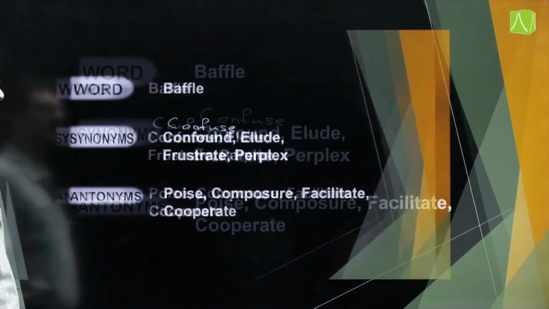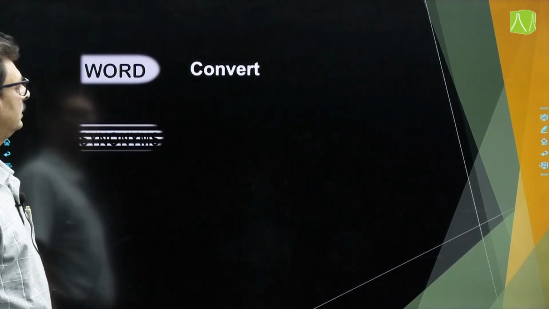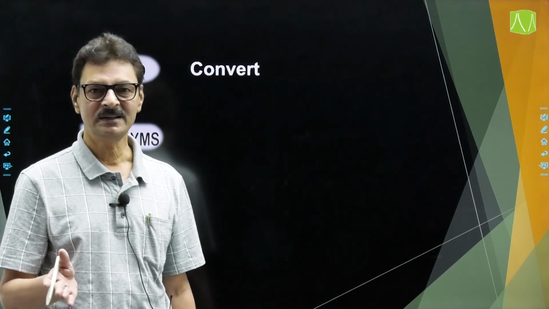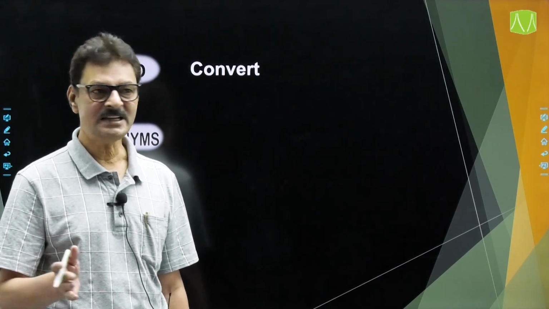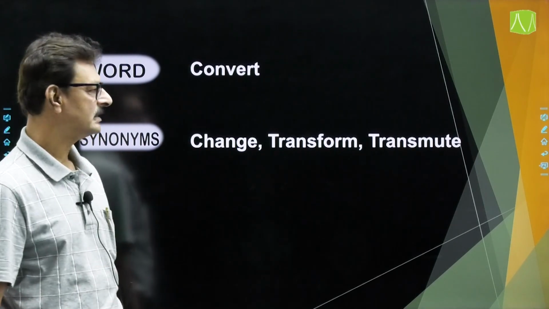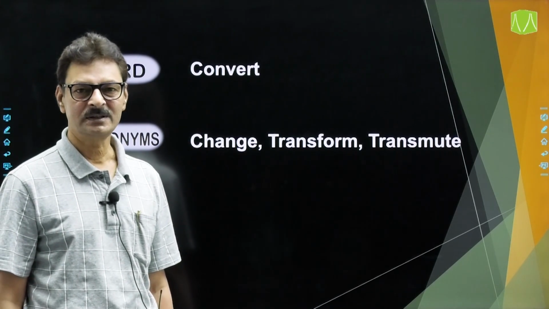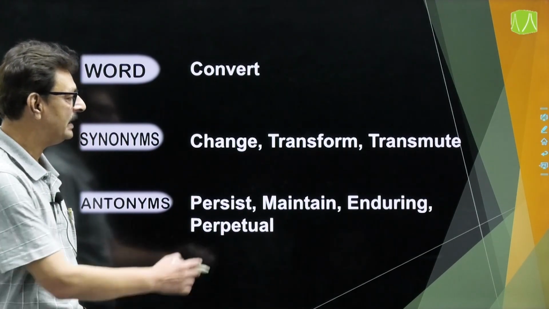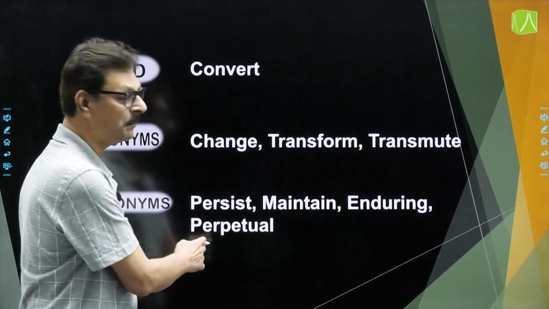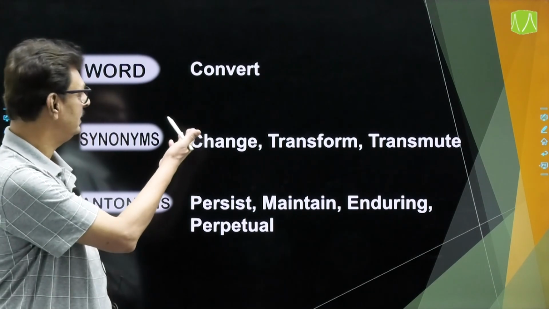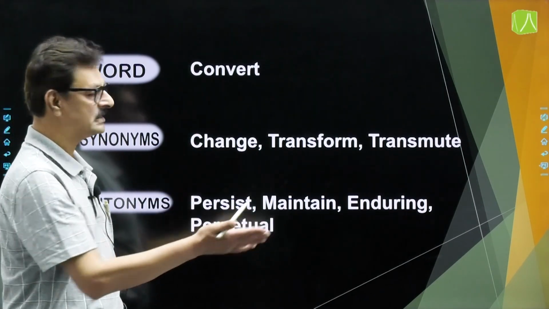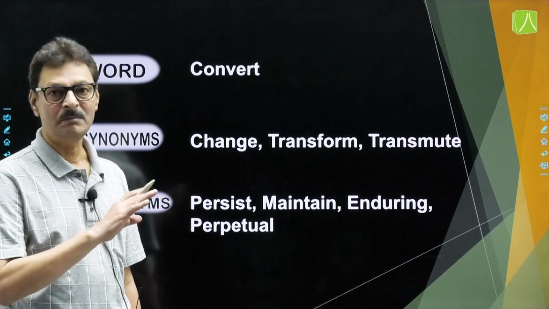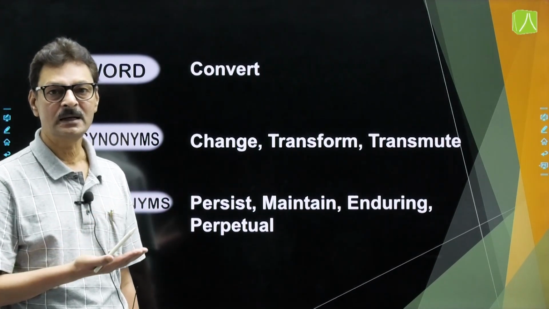Next, convert. Easy word, converter. What is convert? बदलना, change करना, change, transform, transmute. And इसके opposite will be persist, maintain, enduring or perpetual. Perpetual which always persists, which cannot be changed. Convert which can be changeable. बदलाव या बदलना is convert.